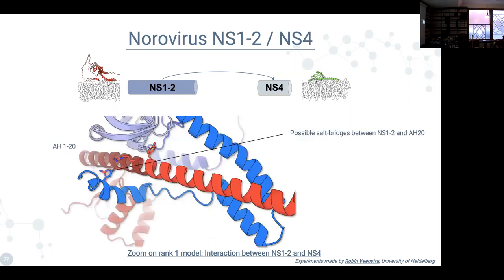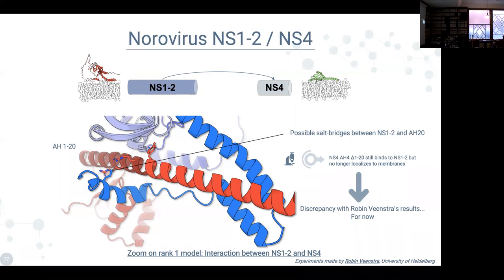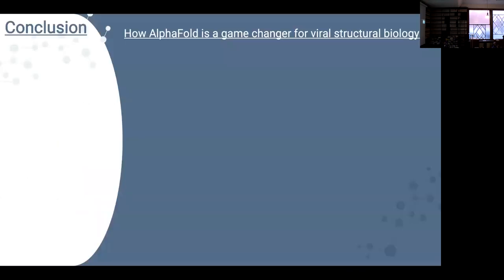But we also got something interesting, which is that NS12 interacts with the first part of the helix that should bind to the membrane. So we have a bit of a non-correlation with the experiment results, but I guess we can dig a bit more into the experiment as well to check if what we have here is interesting or not.